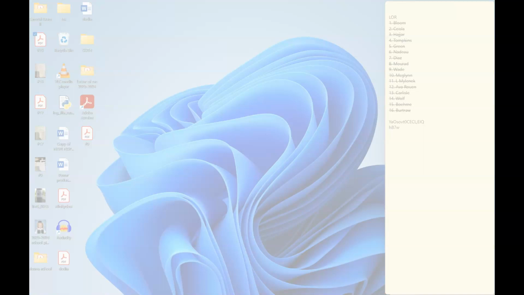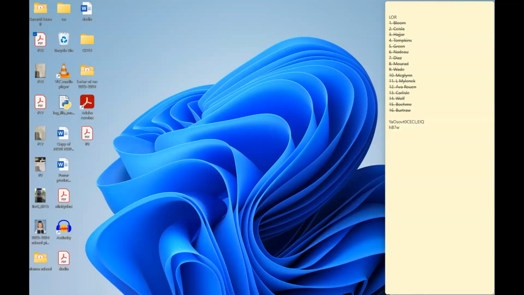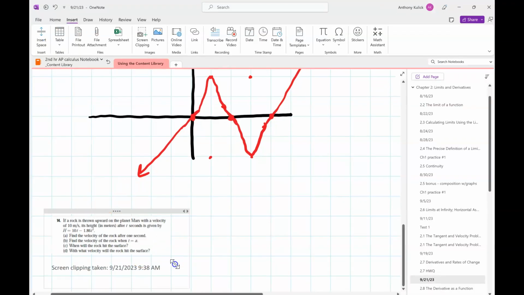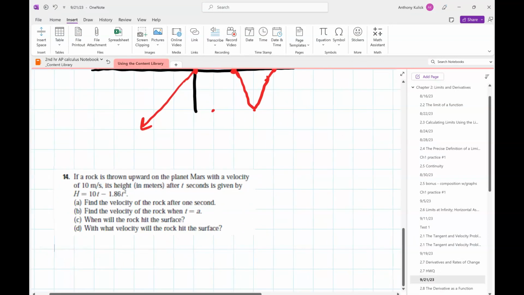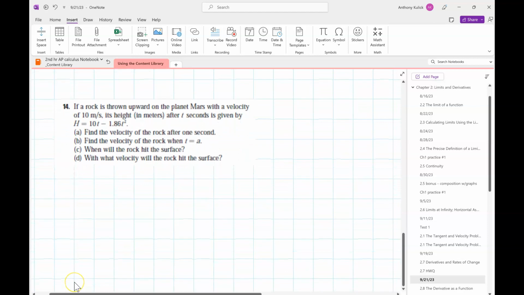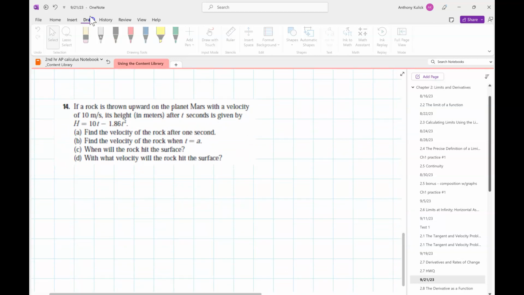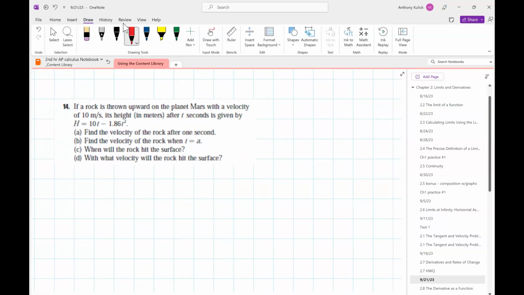All the physics students in the room probably read this and were like, yeah, I know what to do with this. Or maybe not, you know, it feels different because you're in math class, even though it's not. All right. So it says if a rock is thrown upward on the planet Mars with velocity of 10 meters per second, its height in meters after t seconds is given by the function h equals 10t minus 1.86t squared. Find the velocity of the rock after 1 second.